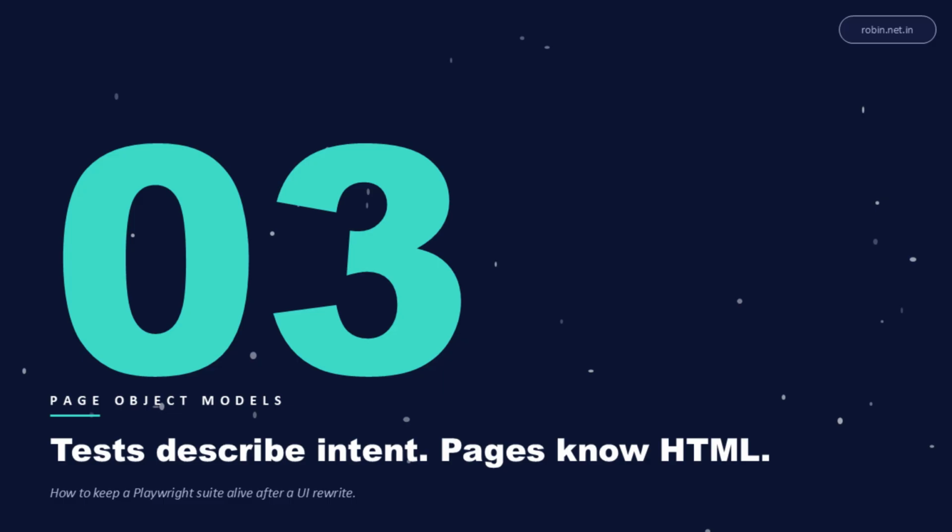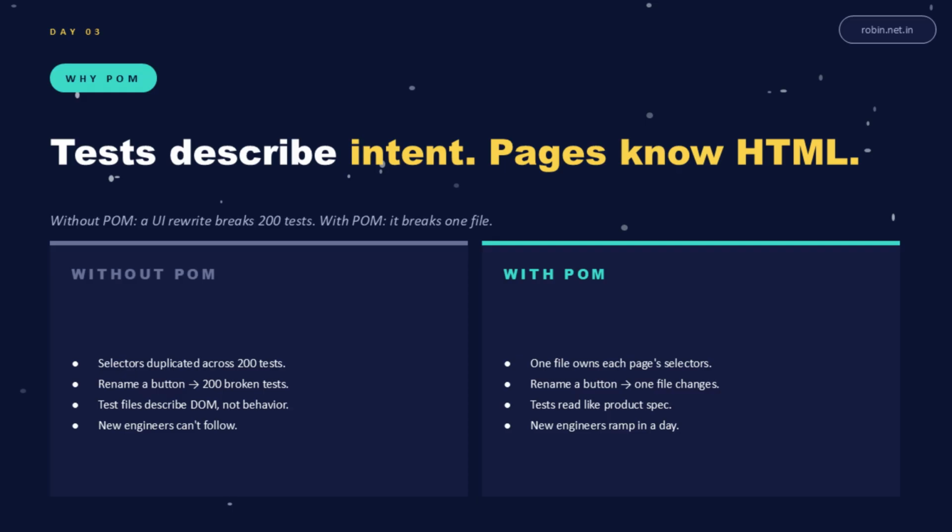Pillar 3. Page object models. Tests describe intent. Pages know HTML. Without POMs. Selectors duplicated across 200 tests. Rename a button. 200 broken tests. Test files describe the DOM, not behavior. New engineers can't follow. With POMs, one file owns each page's selectors. Rename a button, one file changes. Tests read like product spec. New engineers ramp in a day.